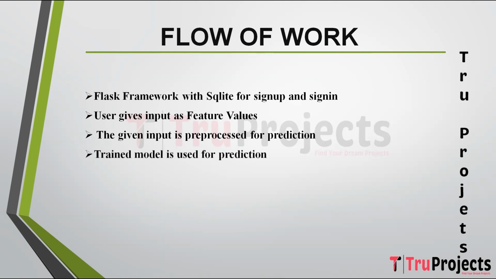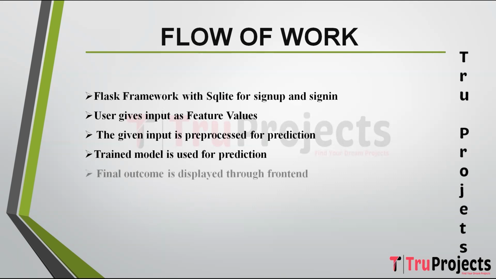Trained model is used for prediction. The pre-processed input is then fed into the trained model, for example the LightGBM that was built and optimized in earlier steps of the project. The trained model processes the input based on its learned patterns and provides a prediction regarding the likelihood of the user having coronary heart disease.